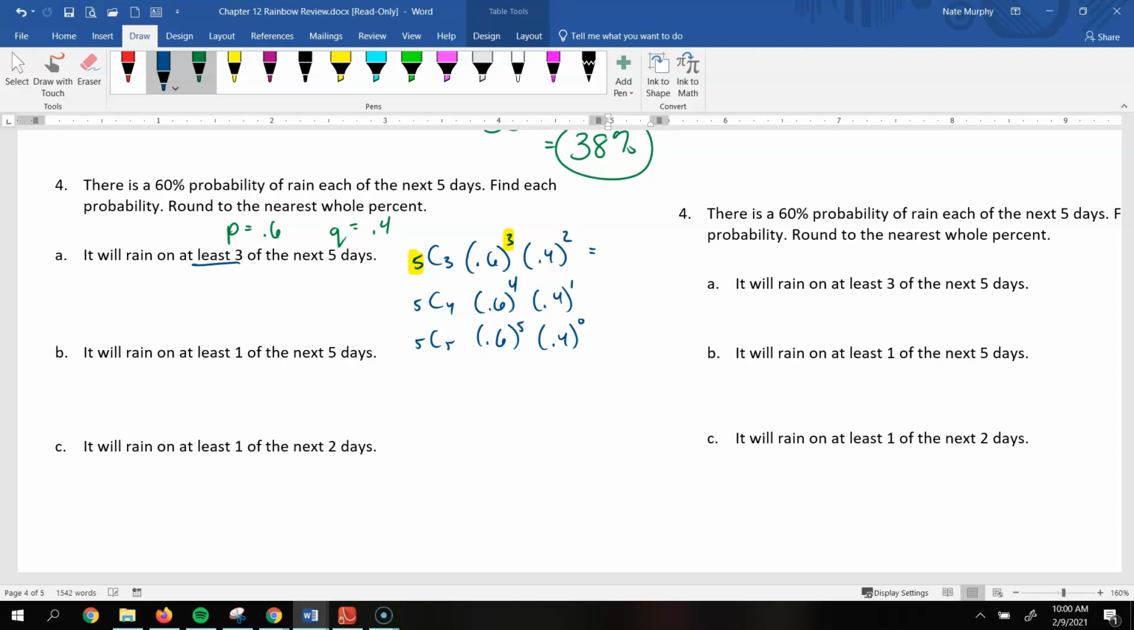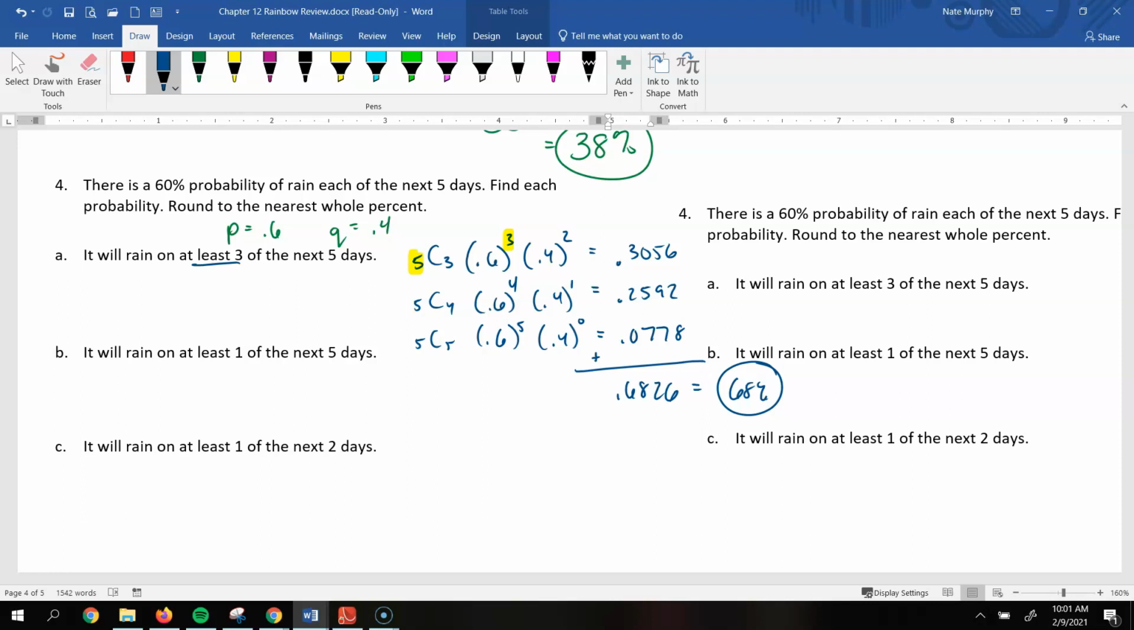And when you do that, we would get 0.3056 for this one. This one ends up being 0.2592. And this one's, I'm sorry, 0.0778. There we go. And now if you add those all together to get your total, we get 0.6826, which as a percent would be about 68% chance. We'd have a 68% chance of at least 3 of the next 5 days having rain.